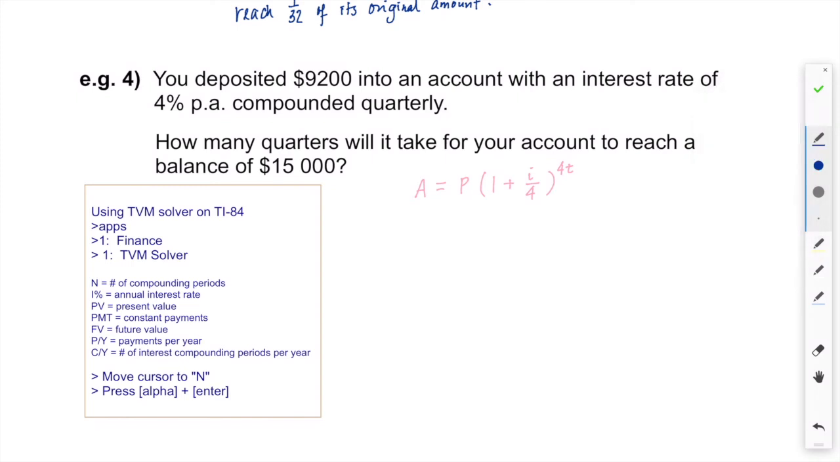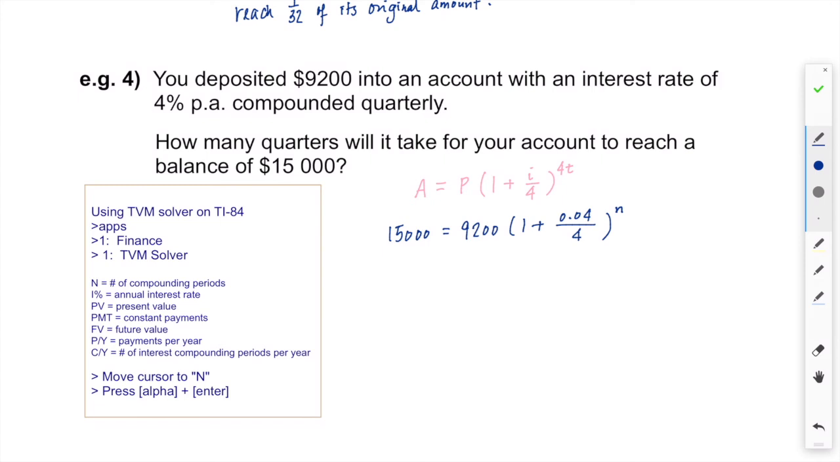So given this formula, the amount that you want to reach is $15,000. Principal is $9,200. 1 plus your annual interest rate, 0.04 divided by 4, but each quarter, you're really gaining 1%. And then how many quarters does it take? Well, t is in years. So instead of writing 4t, I'm just going to call it n. n would be the number of quarters that we need.